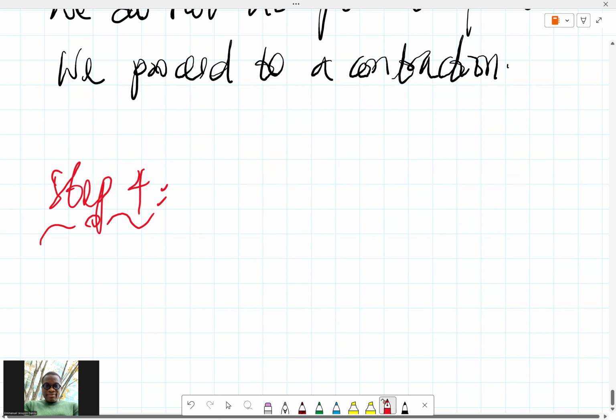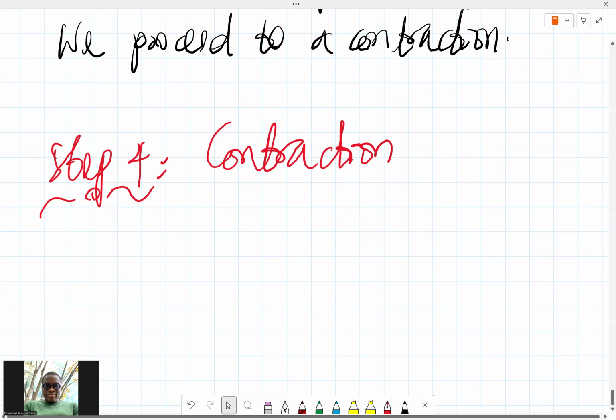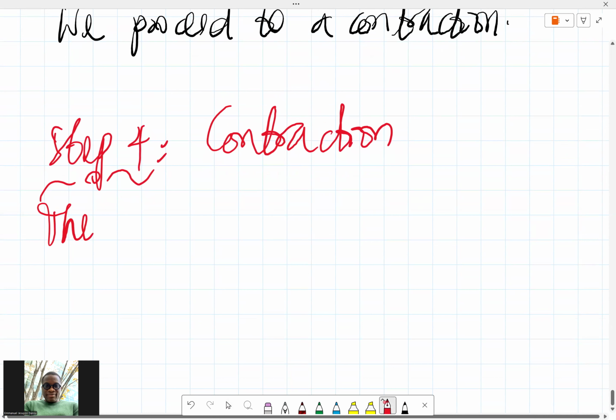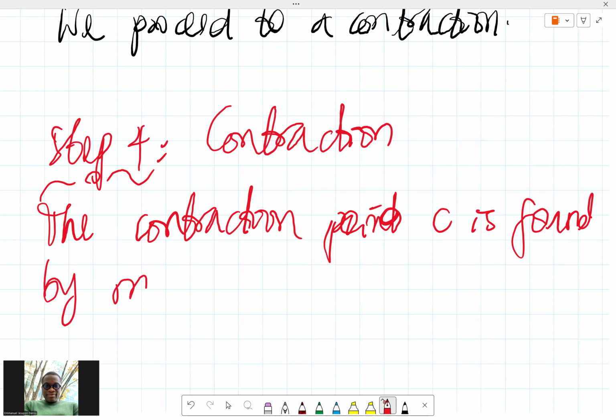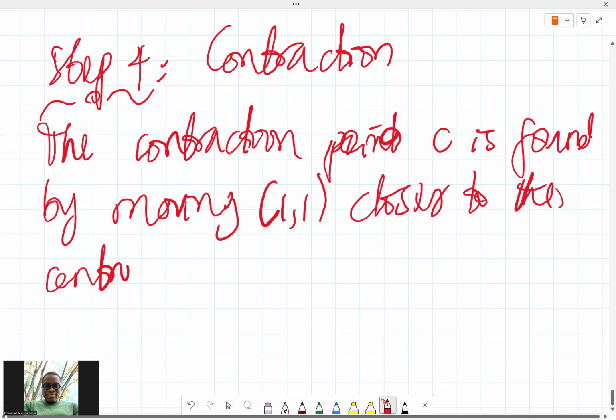So step 4 now, we now have a contraction. I mean, this is kind of tedious. So it looks like these direct methods may be more troublesome because we don't have derivatives for the functions usually. So the contraction point, which is C, is found by moving closer to the centroid, which is (3, 2.5).